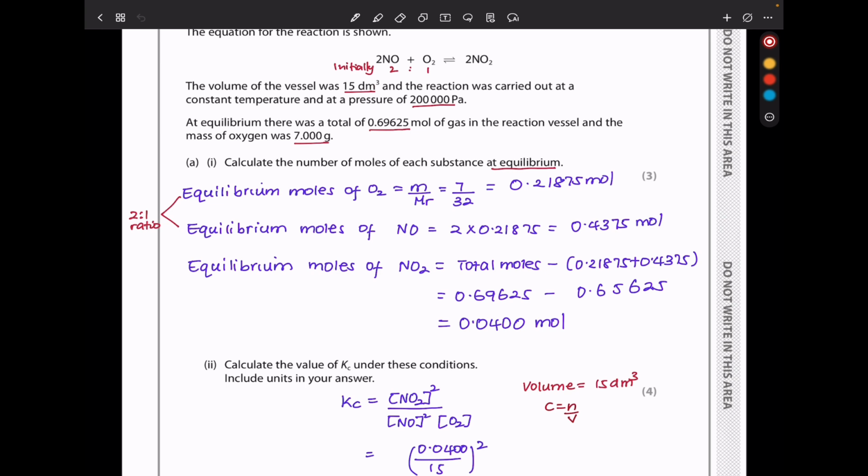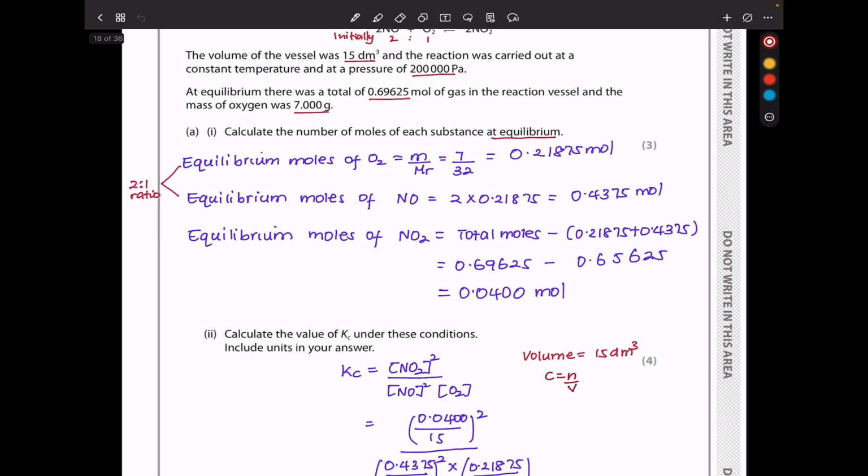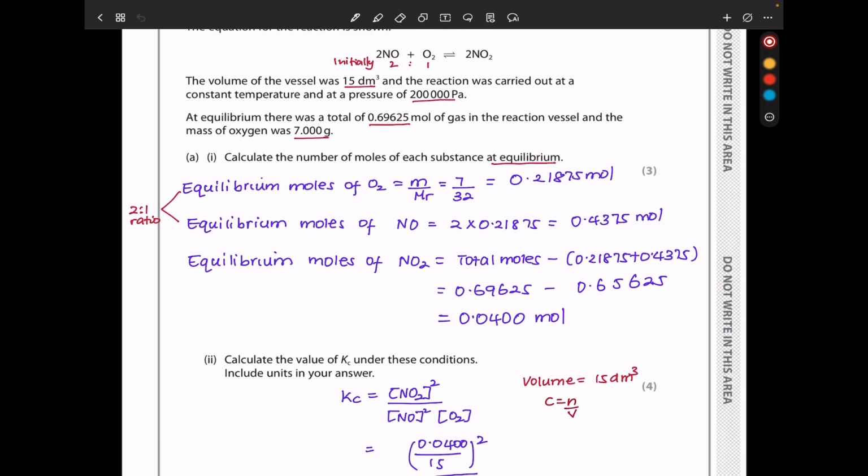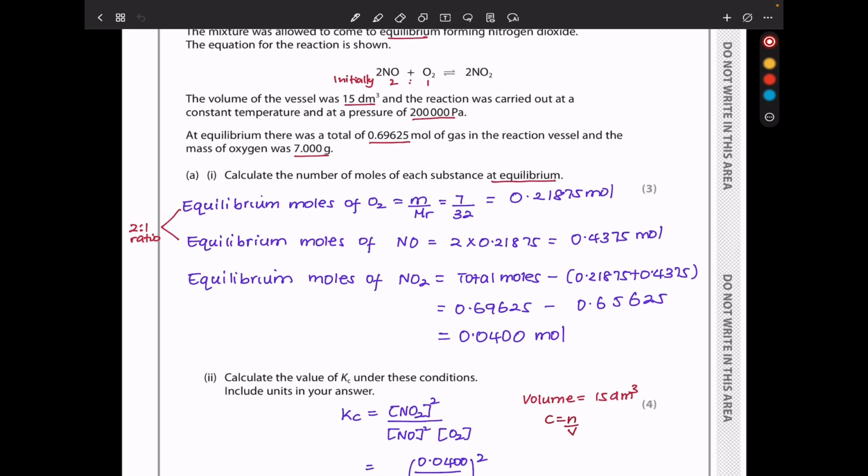At equilibrium, there was a total of 0.69625 mole of gas in the reaction. This is very important, they say total. In the reaction vessel, and the mass of oxygen was 7 grams. Calculate the number of moles of each substance at equilibrium. So equilibrium moles of oxygen are going to be the mass divided by the Mr. But if we look at the equation, it's O2, so 7 divided by 32 gave us that.